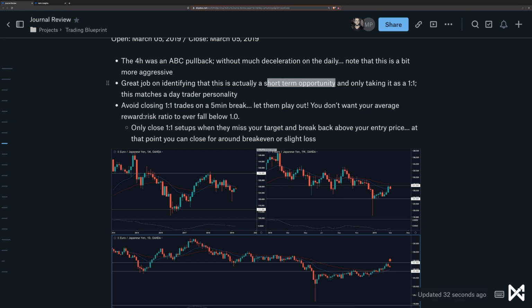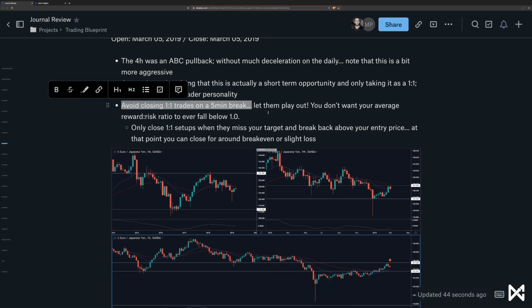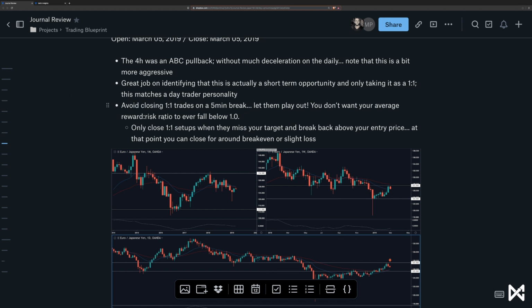Okay, good, right? A lot of people would potentially take a long-term trade, so good thing that this is a short-term opportunity, only taking it as a one-to-one. This matches a day trader personality. Avoid closing one-to-one trades on a 5-minute break, right? Let them play out. You don't want your average reward risk ratio to ever fall below 1.0.